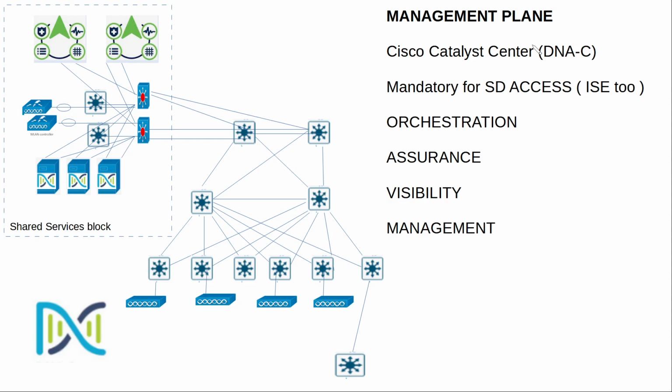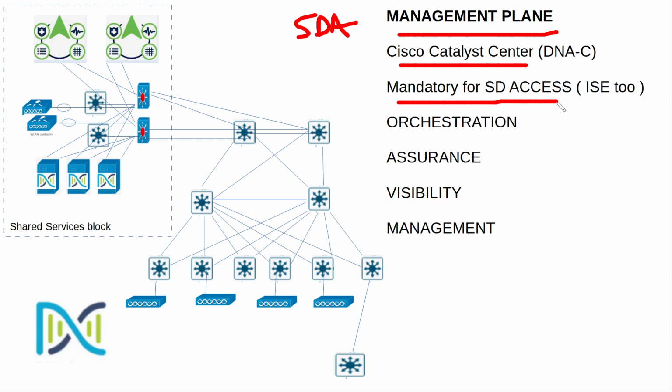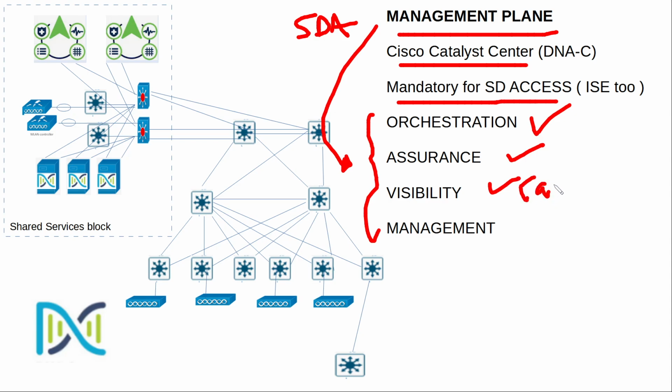So in summary, for your SD-Access network, your management plane is run by the Cisco Catalyst Center, formerly known as DNA Center. It is a mandatory device in order for you to claim that you have an SD-Access network, and in order for your network to be considered a full-blown Cisco SD-Access network. And the activities that belong to the management plane are orchestration, assurance, visibility, that is part of assurance, and the management of your network as a whole.